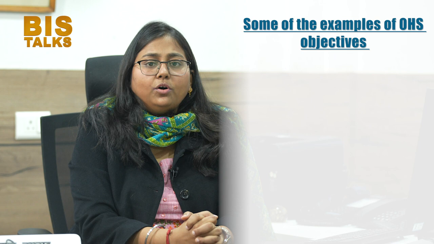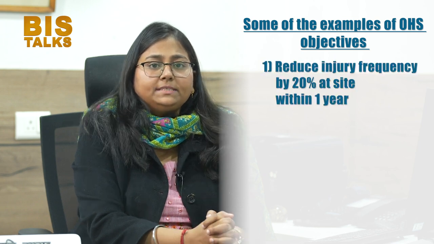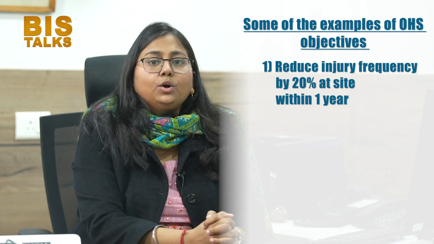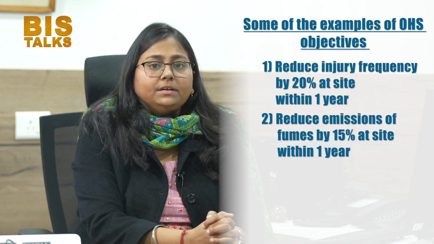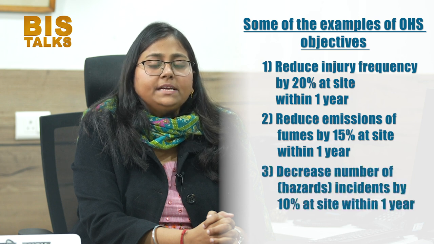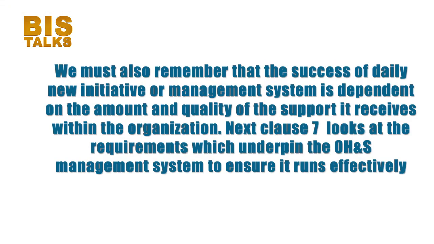Some examples of OHS objectives may include: reduce injury frequency by 20% at site within 1 year, reduce emissions of fumes by 15% at site within 1 year, decrease number of hazard incidents by 10% at site within 1 year. We must also remember that the success of any new initiative or management system is dependent on the amount and quality of the support it receives within the organization.